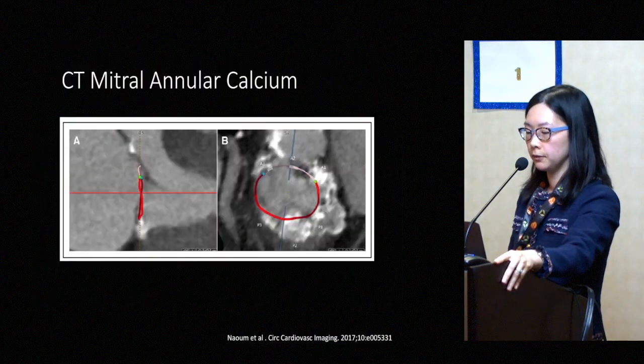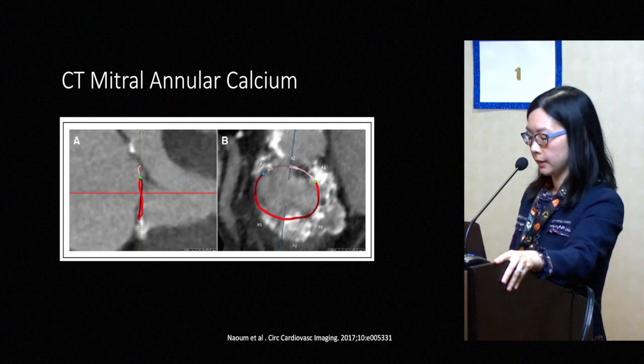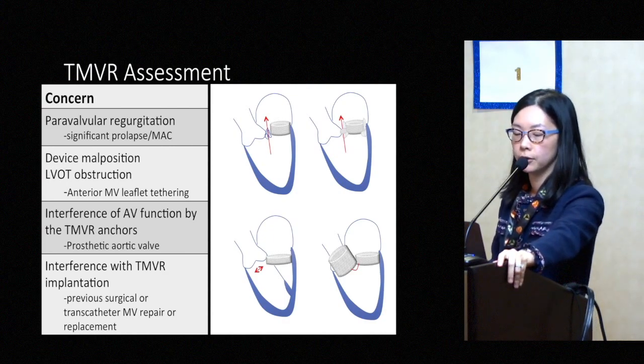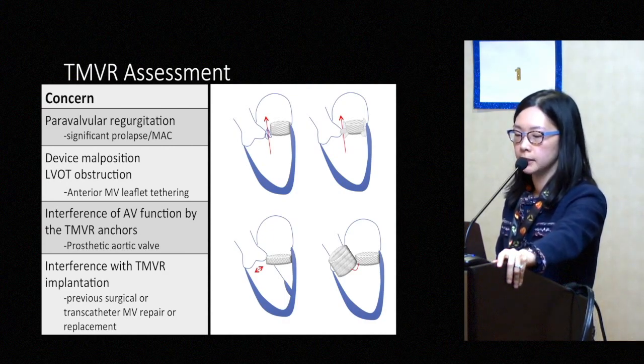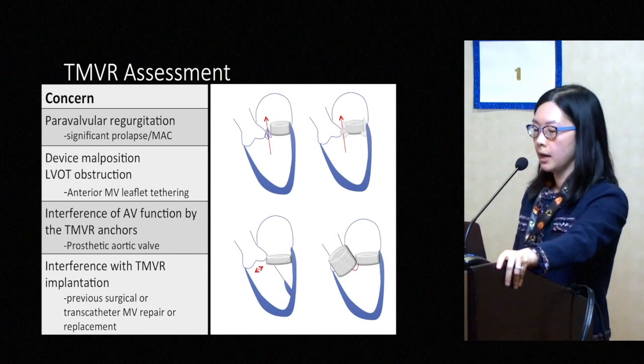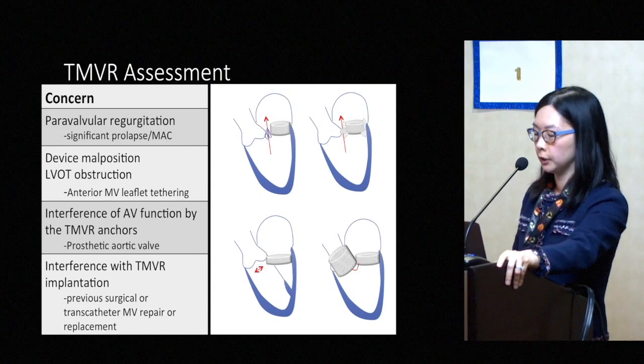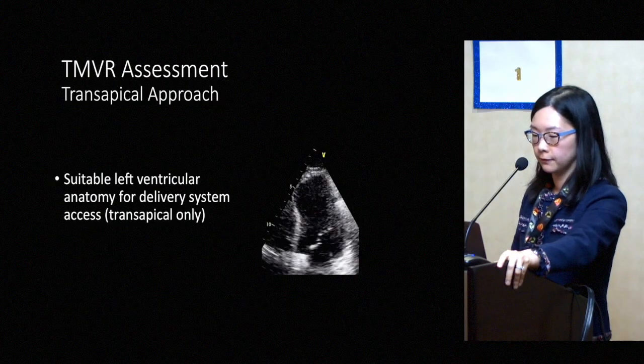CT, of course, can tell you about calcium, and once again, if you have a lot of calcium, you're measuring the valve area on the inner edge of the calcium to actually size it. Finally, other things of concern that your imager would be looking for: if you have significant prolapse, the device crushed against the prolapse may leave a little leak. If you have very tethered cords, you may be too low in the LV when you place it. And once again, a prosthetic valve may actually interfere with the function of both valves when you finish.